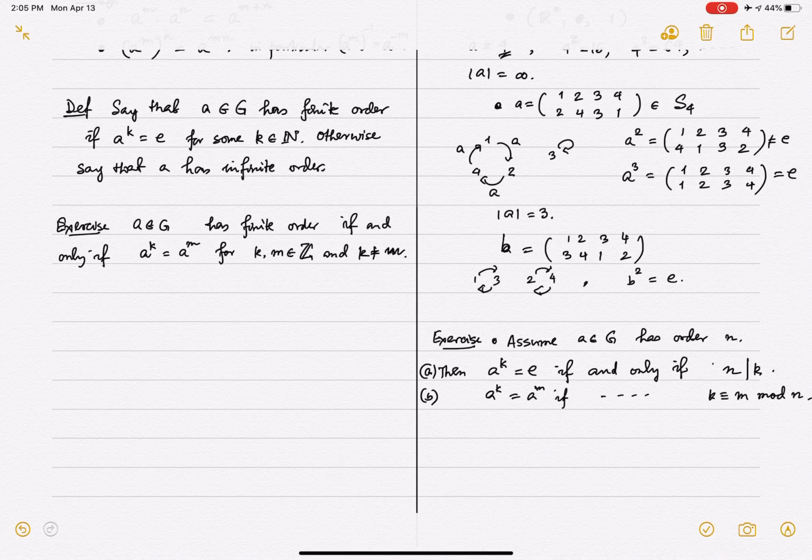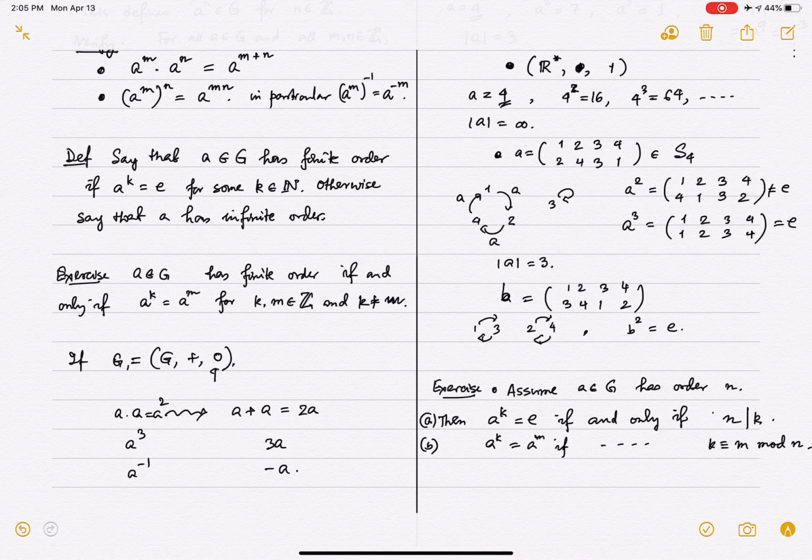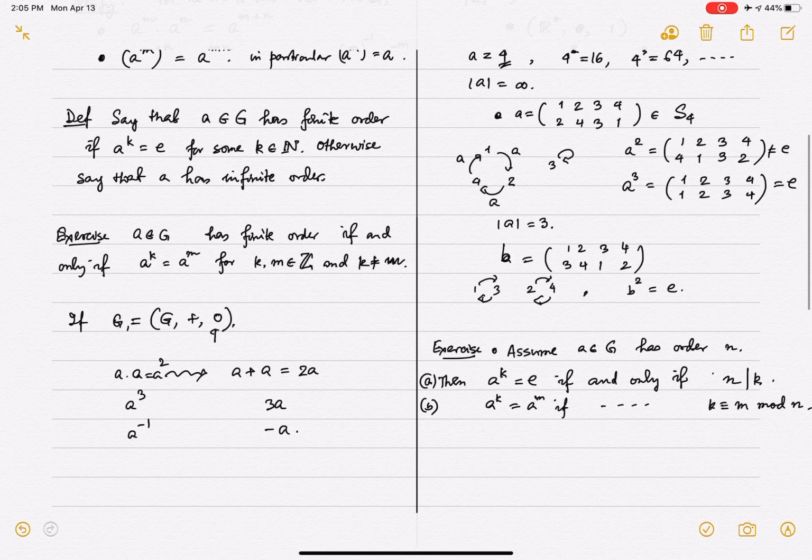We'll talk a little more about order. Maybe I should mention one thing here. If G is written as an abelian group, and the identity is denoted by 0, in that situation you don't write a times a. Instead, you write a plus a, and you call that 2a instead of calling it a squared. And instead of calling it a cubed, you call it 3a. And instead of calling it a inverse, you call it minus a. So get used to that. There, the order means the smallest n such that n times a is 0.